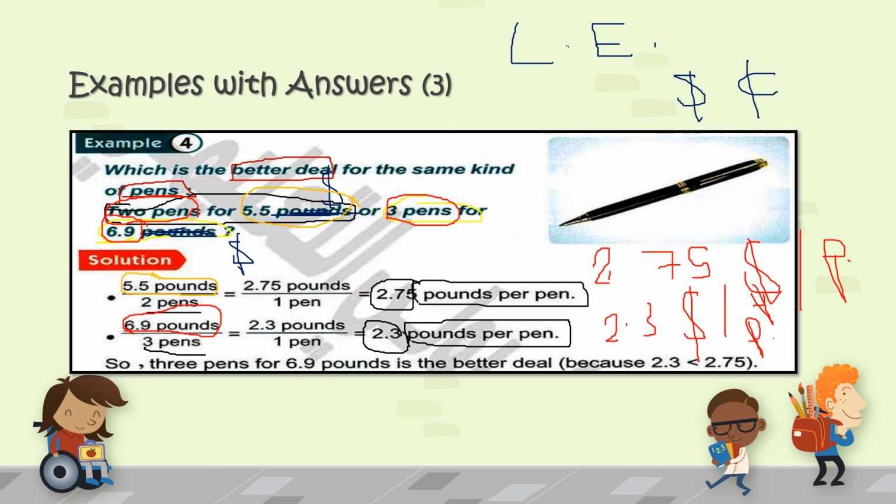So here we have the rate of the first deal, $2.75 per pen. So for 1 pen, I'm going to pay $2.75. The second deal here, I'm going to pay $2.3 for 1 pen. So which one is better? Absolutely, the second one is better. So 3 pens for 6.9 pounds, which is the second deal, is the better deal. Why? Because we're going to pay $2.3 for just 1 pen, and this is less than paying $2.75 for just 1 pen.